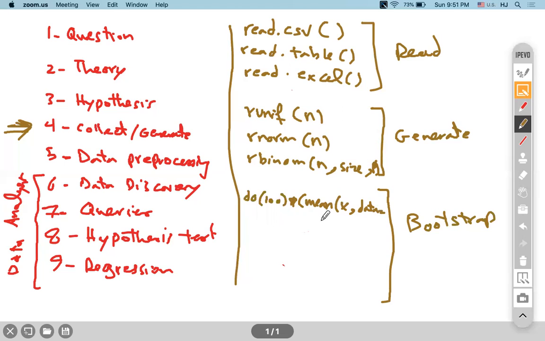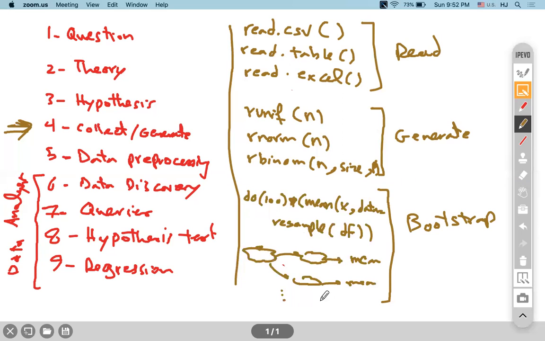I will write that in the next line, which is generated as resample from your data frame. So this will generate a resample, and then from this resample, you can calculate the mean of the variable you are looking for. Let's say it was x, and you do that 100 times. You have your sample. Every time, you do it 1,000 times or 100 times, you make a resample, and then you calculate the mean. You generate a new sample and you generate the mean.